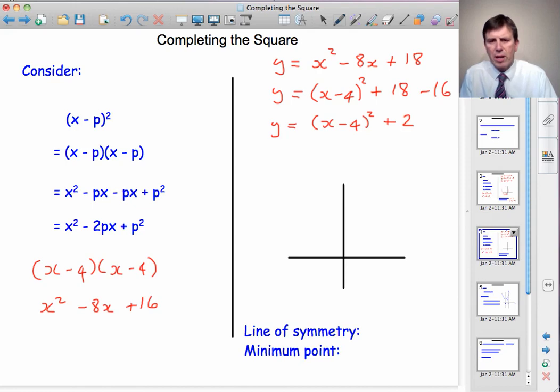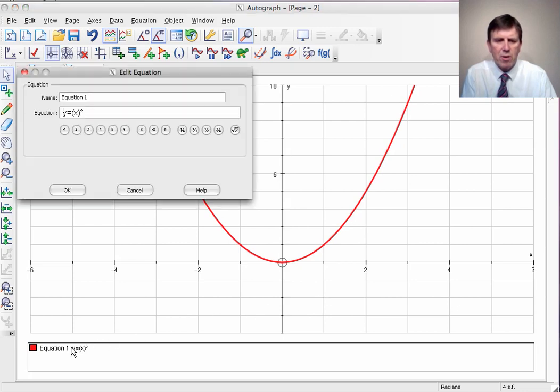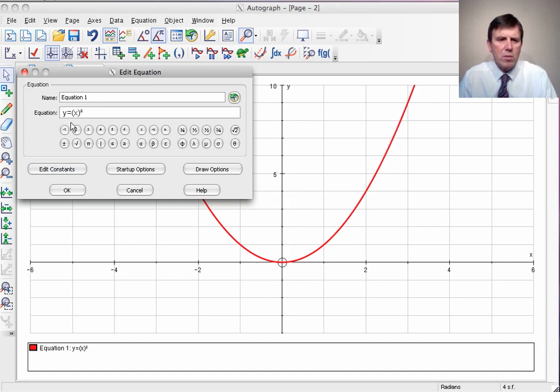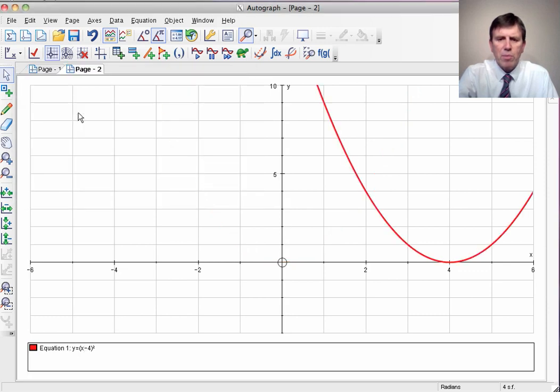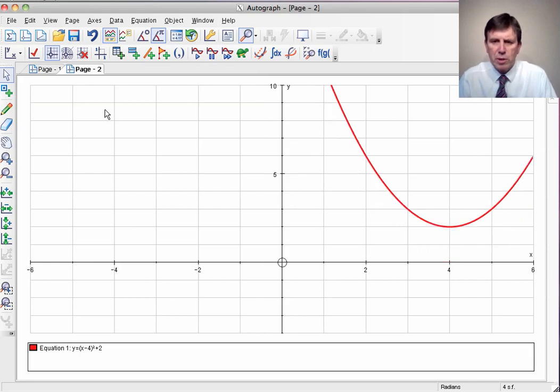So let's have a look at Autograph again, and we'll set up the graph of y equals x minus 4 squared plus 2. So starting with the graph of y equals x squared, we'll transform it by saying x minus 4 squared, and that moves it 4 units to the right. And then we'll change it again and we'll put in the plus 2 on the end, and that will lift it up 2 units. So now we see we have a line of symmetry at x equals 4 and a minimum point at the point x equals 4, y equals 2.